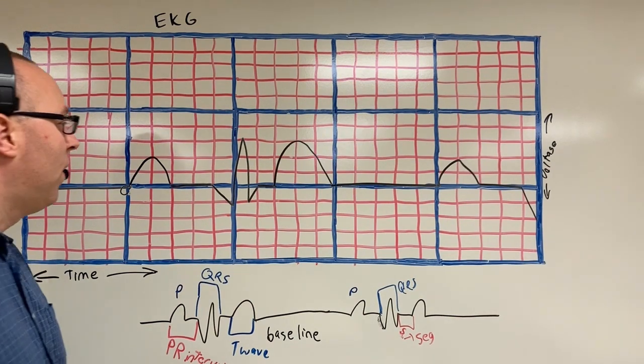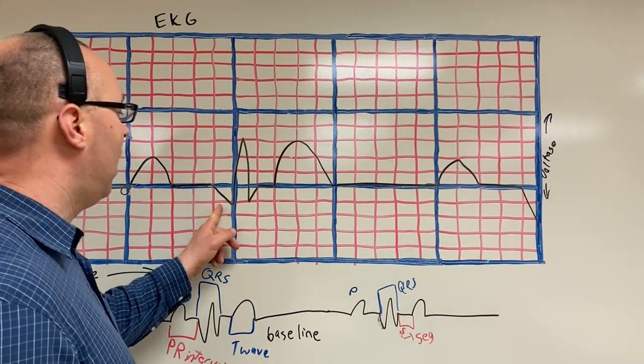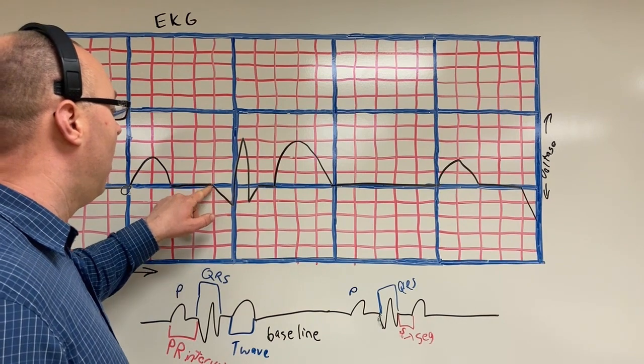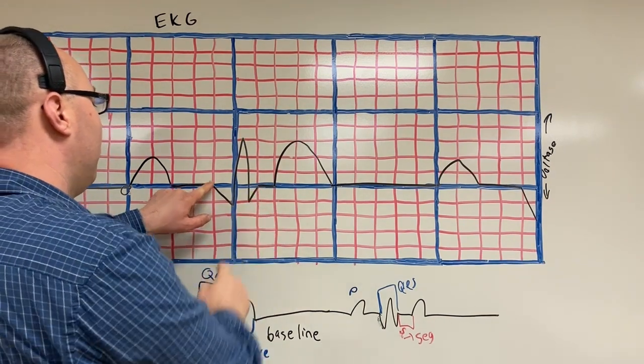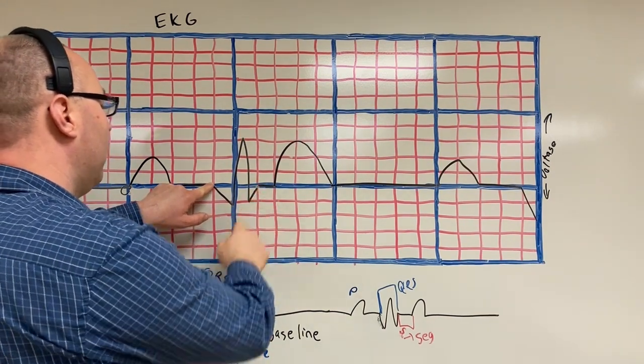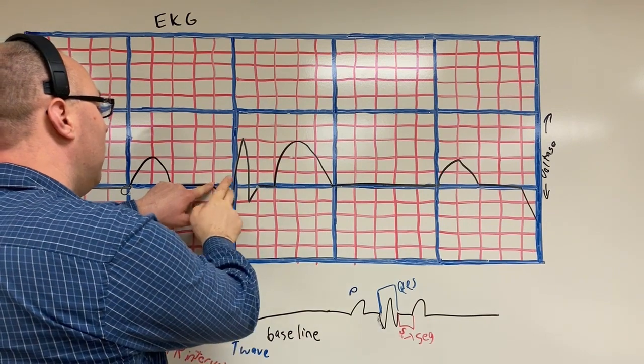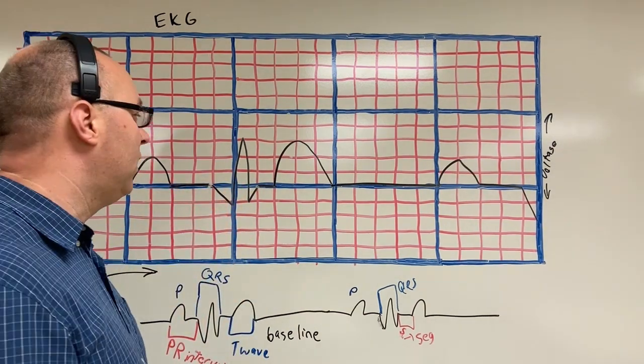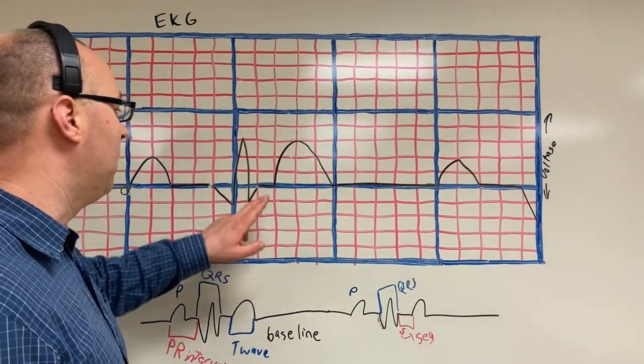Now if I were to say, hey, how much time did this take me? My QRS, once again, from the start of my QRS to the end of my QRS, how many little boxes is this? 1, 2 little boxes. My ST segment, how long is this taking me?